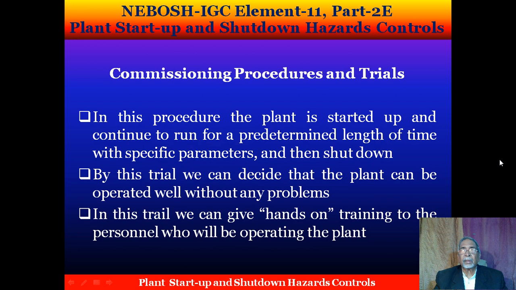Commissioning procedure and the trials. In this procedure, the plant is started up and continued to run for a predetermined length of time with specific parameters and then shut down. By this trial, we can decide that the plant can be operated well without any problems. In this trial, we can give hands-on training to the personnel who will be operating the plant.